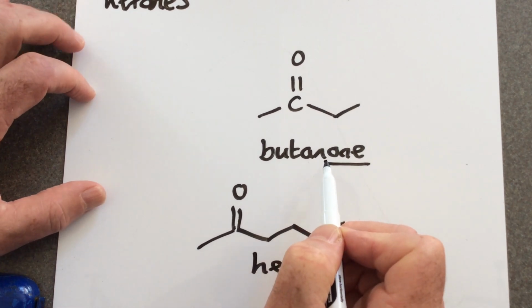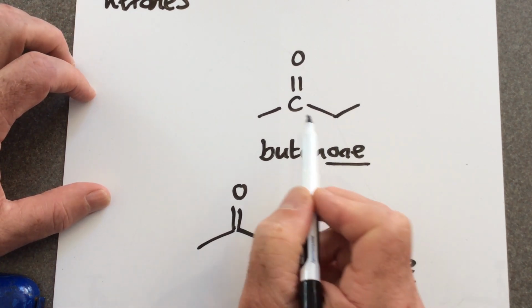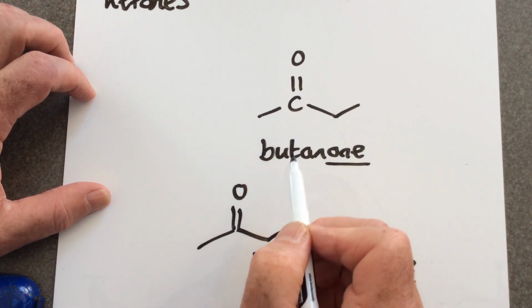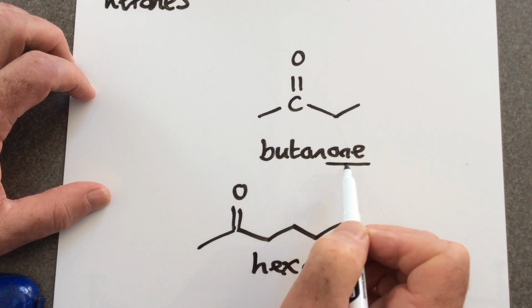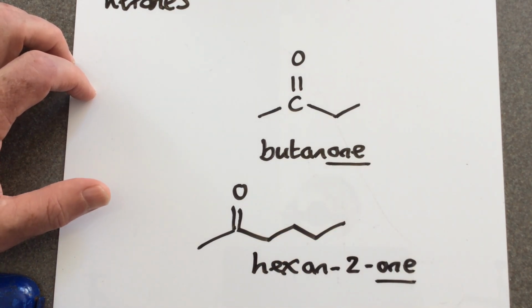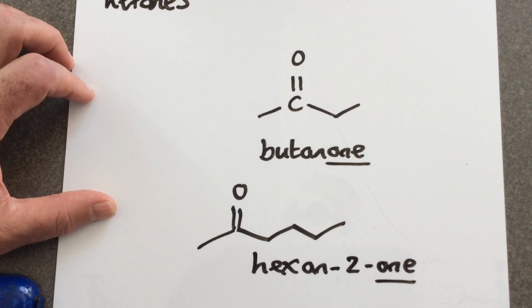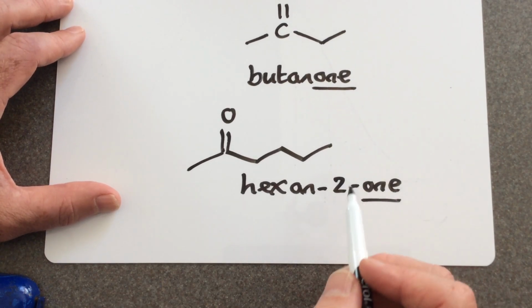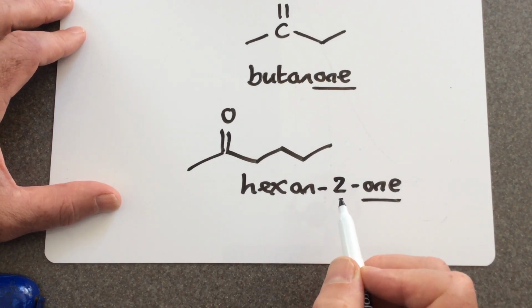In this particular case, it could only ever be on number 2. So you will sometimes see it called butan-2-one, sometimes it's just called butanone. If in doubt, put the number in, because usually the number is needed.